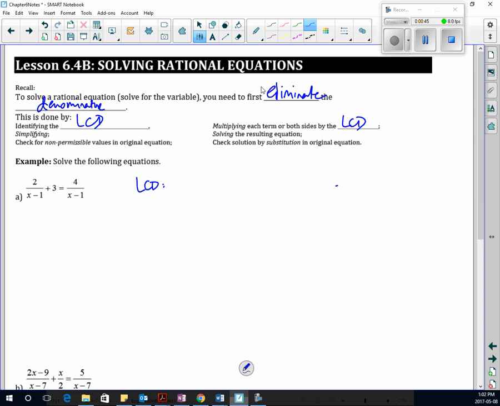That would be x minus 1. Everybody knows that the 3 has a denominator of 1, and 1 times anything will just be that. So x minus 1 is the LCD. So we're going to multiply each and every term by that. I didn't give myself enough space here, so I'm going to write it out with a space between.